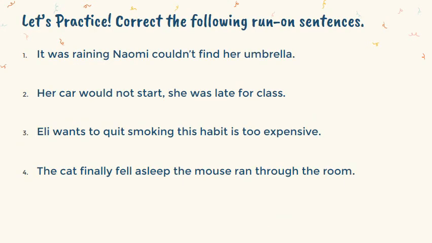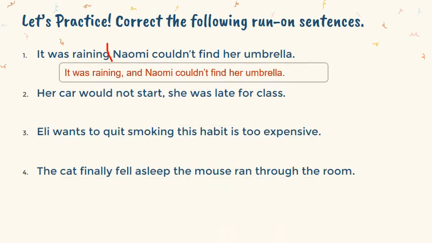Let's practice. Correct the following run-on sentences. It was raining. Naomi couldn't find her umbrella. As you can see, you can easily spot a run-on sentence when you're reading, because it looks like you have to stop here. When I was reading, I cannot say it was raining Naomi. It doesn't make any sense, right? So these are two sentences here together. So I can either use a comma and a conjunction, or break the clauses by separating the two independent clauses, or I can use a semicolon if the sentences are related. So here I choose that I can use a comma and a conjunction, and.